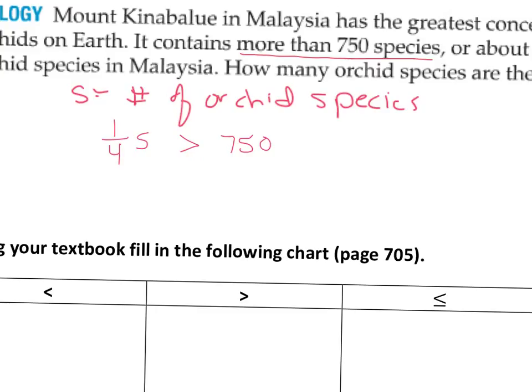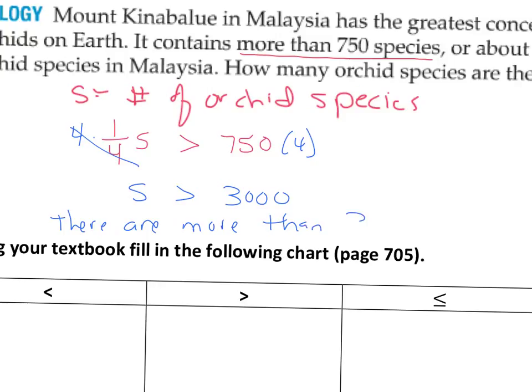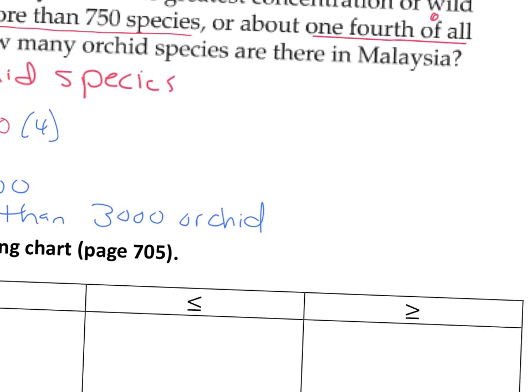So now solve it. So I'm going to multiply both sides by 4, okay? And then I'm going to have S multiplying by a positive, so it's greater than, and 750 times 4 would be 3,000. Okay, so again, when you write your sentence, you've got to take into account the words like more than. Okay, so there are more than 3,000 orchid species in Malaysia.